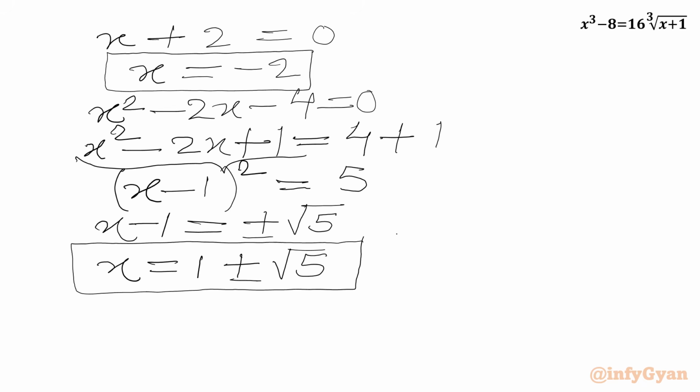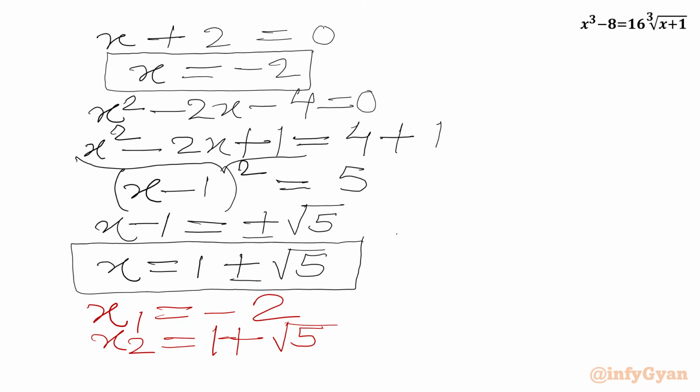If I write here x1, x2, x3, then I can write x1 equal to minus 2, x2 equal to 1 plus square root 5, and x3 equal to 1 minus square root 5. So we have three real values.